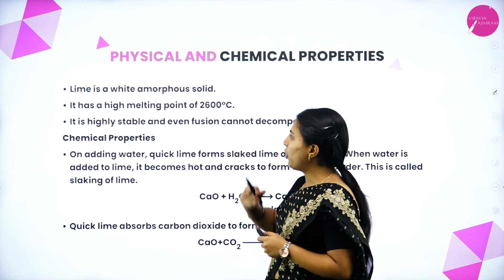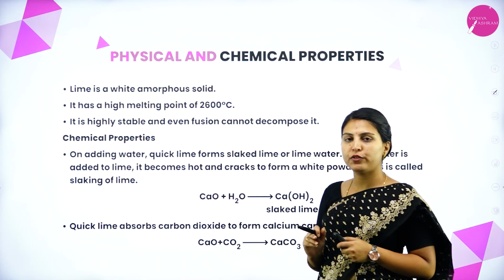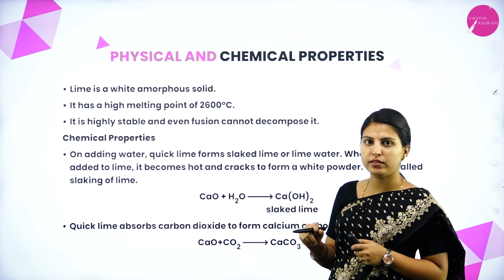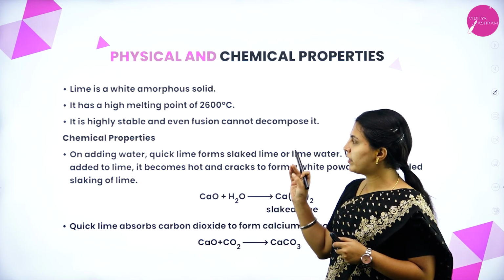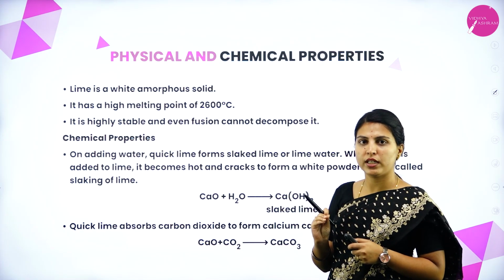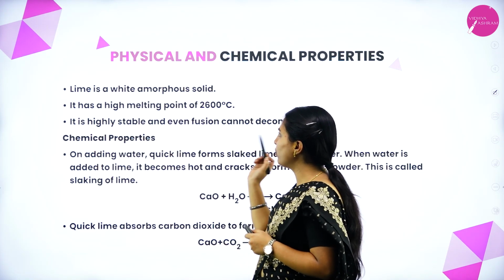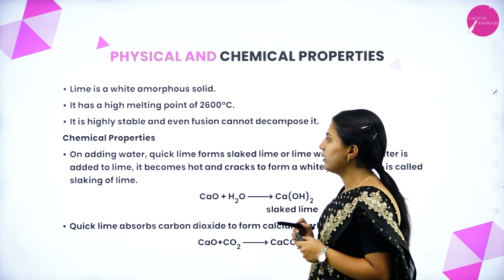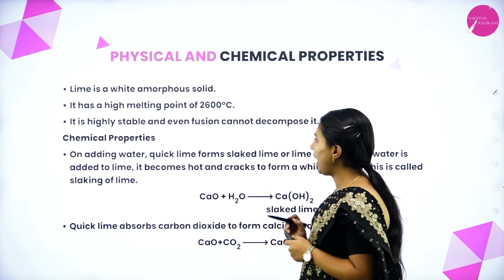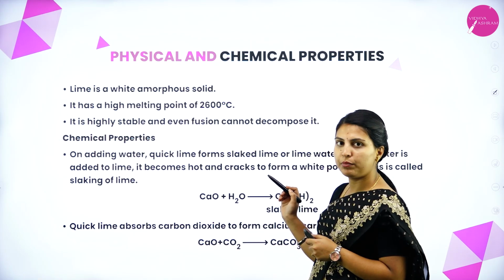Lime is a white amorphous solid. There are two types of solid, crystalline and amorphous. We know that amorphous is like a completely talcum powder like property. It has a high melting point of 2600 Celsius. It is highly stable and even fusion cannot decompose it.